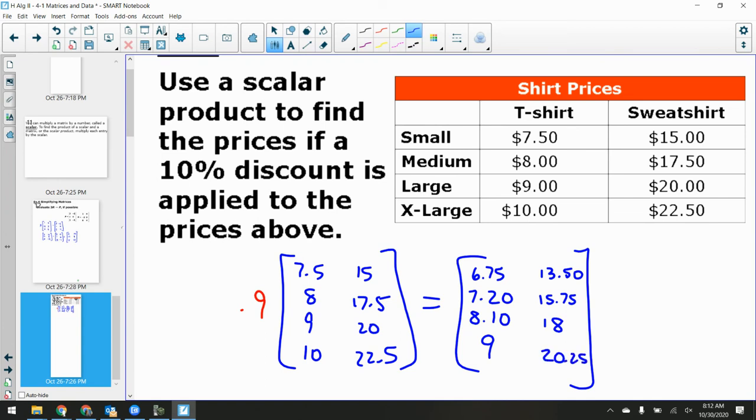So now I can look back at it and interpret this. What's the discounted price of a t-shirt with an extra large? T-shirt is the first column, extra large is the last row, $9. What's the discounted price for a sweatshirt that's large? $18. So I can use the scalar product to make my life a little easier. Okay, questions about that?